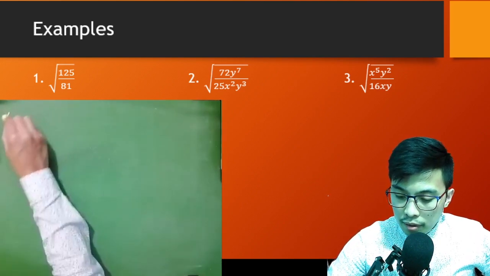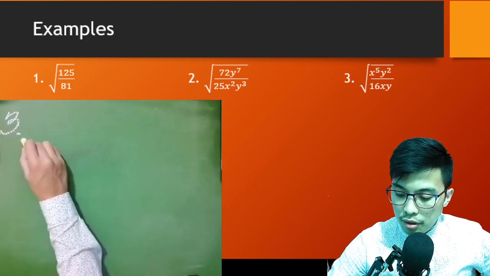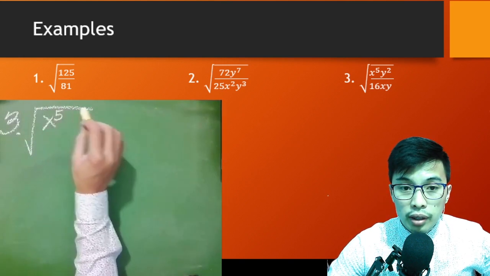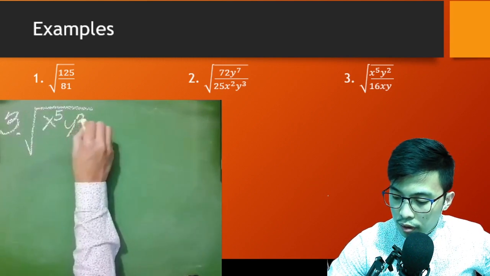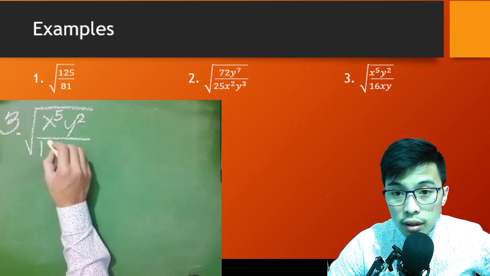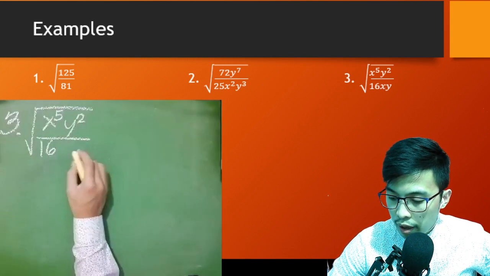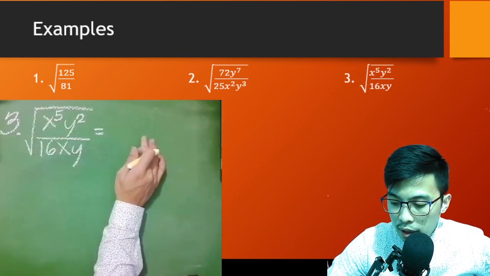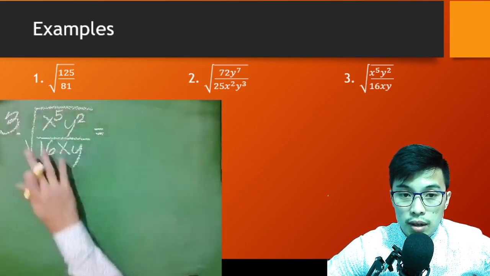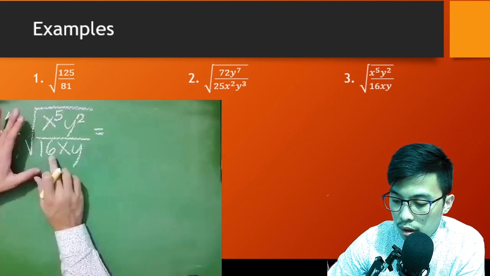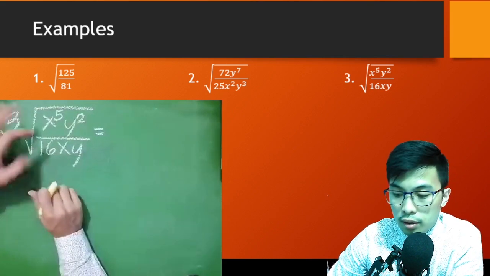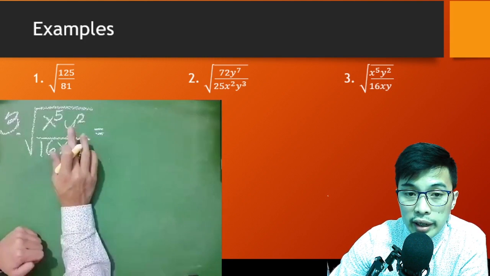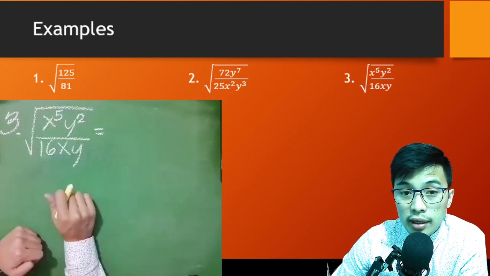Okay, example number 3 is the square root of x raised to the power of 5 times y raised to the power of 2 over 16xy. Again, before we break down yung radical signs ng dalawang ito, ng numerator and denominator, we make sure first that the terms inside the radical sign, or the radicand, is already in simplified form.